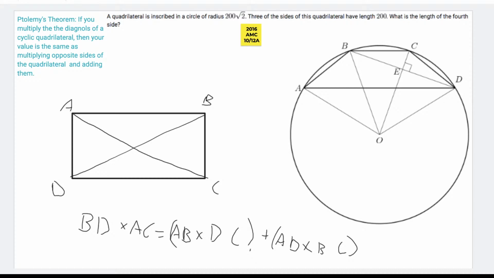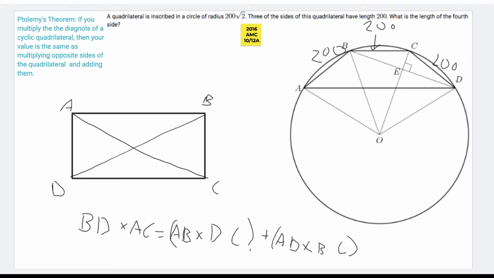So it says a quadrilateral is inscribed in a circle of radius 200 times the square root of 2. Three of the sides of this quadrilateral have length 200. And now it's asking us to find the fourth side. And the lengths that are 200 are BC, BA, and CD. So we know those are 200, this is 200, and this is 200. Now we want to find the length of AD.